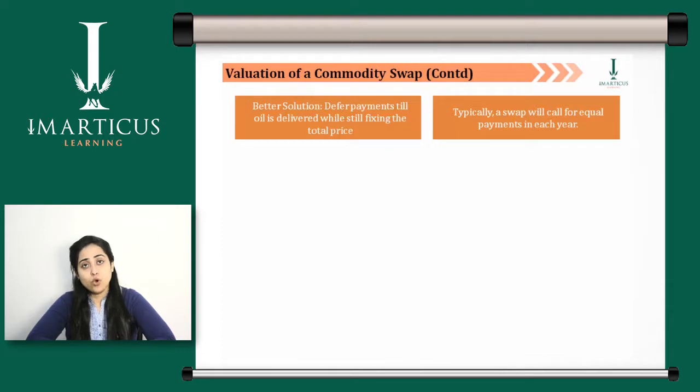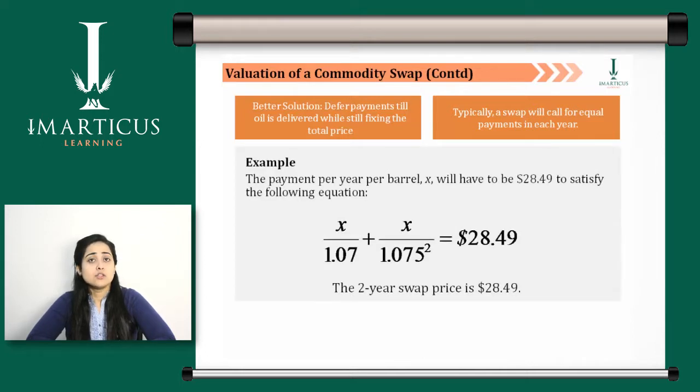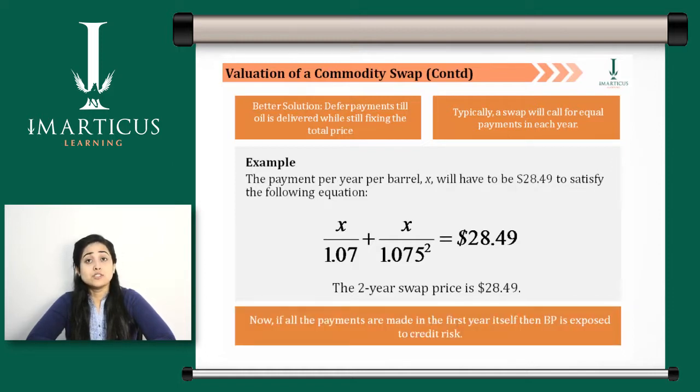Typically, a swap will call for equal payments in each year. For example, the payment per year per barrel X will have to be $28.49 to satisfy the equation. We then say that the 2-year swap price is $28.49. Now, if all payments are made in the first year itself, BP is exposed to credit risk. Hence, they will enter into a commodity swap, which will be settled by making a payment of $28.49.